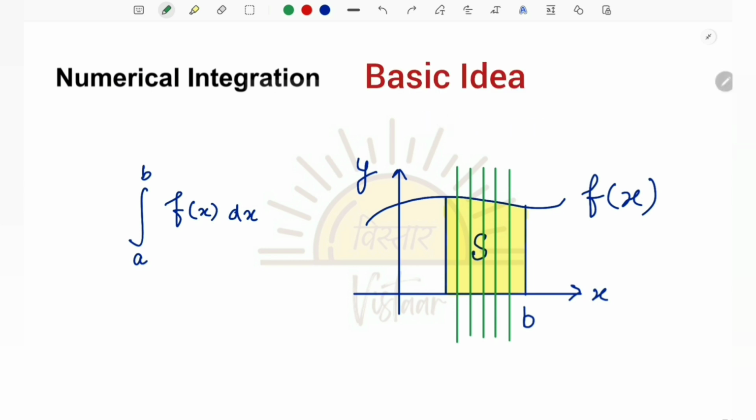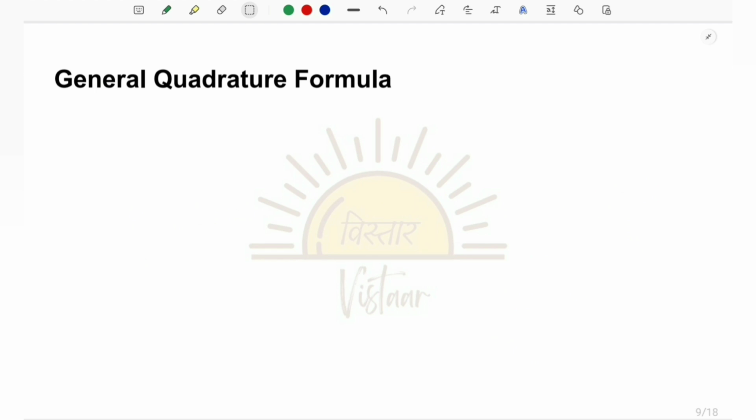The basic idea behind numerical integration is to approximate the area under a curve by dividing the interval into small segments and approximating each segment's area using simple geometric shapes like rectangles, trapezoids, etc. By summing up the areas of these geometric shapes, we can get an approximation of the total area under the curve, which corresponds to the value of the integral. Let's now find a general formula to understand this quadrature process.